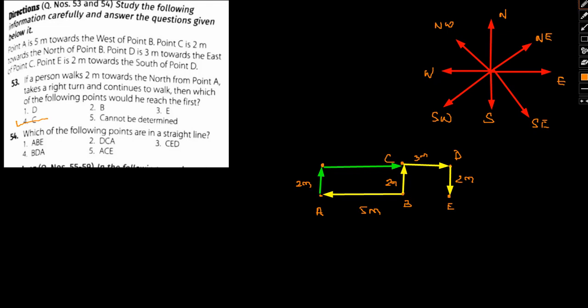Now, which of the following points are in a straight line? A, B, E. So yes, A, B, E are in a straight line. If we continue this, A, B, E are in a straight line. So this was how we actually go about solving this question. This was a fairly easy question in general. In case you have any doubt, I suggest you go through the video multiple times to get a clear understanding of how we came about with the solution.